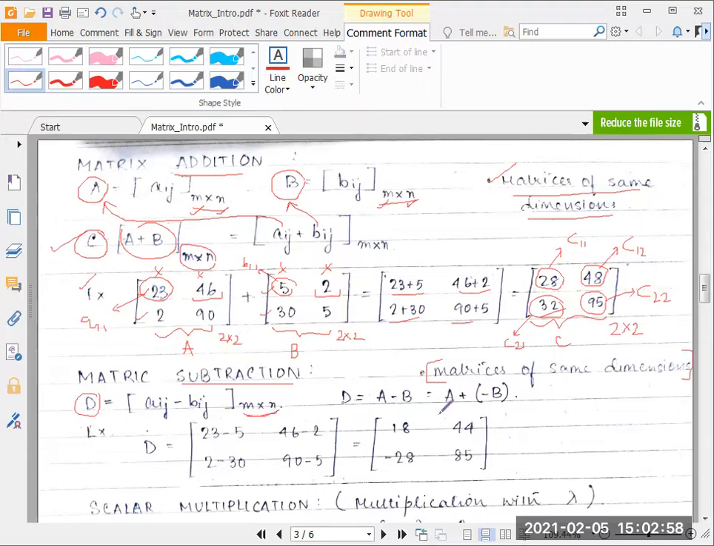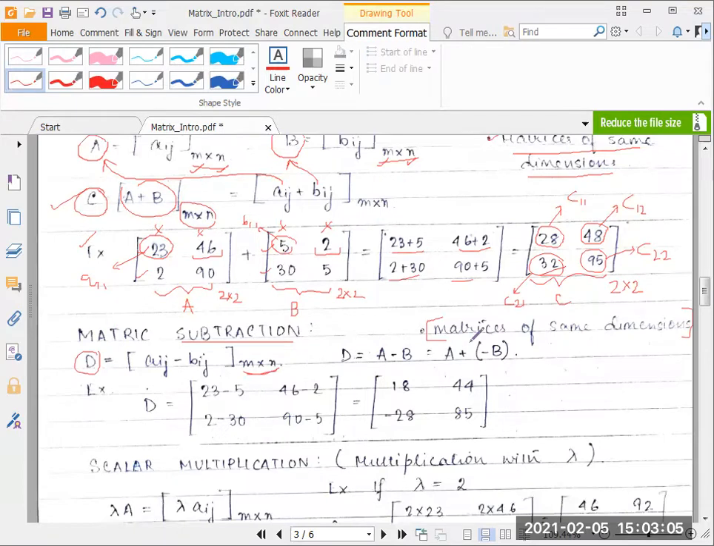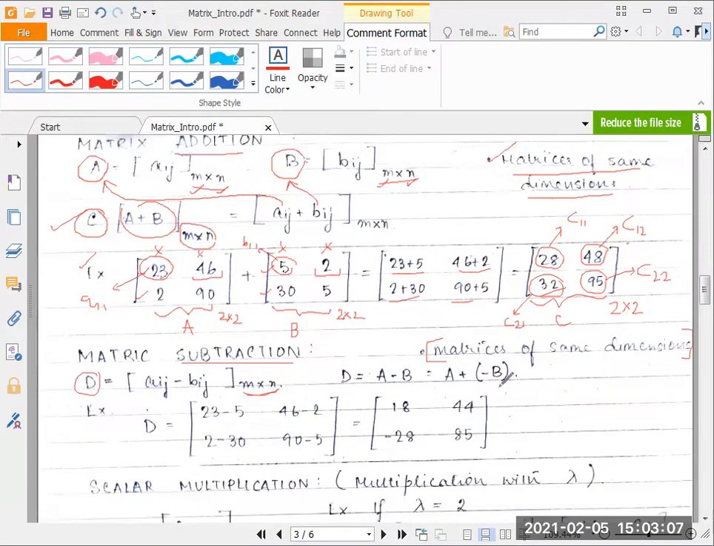Another thing that we need to note is that matrix subtraction can also be defined in terms of matrix addition. So let's suppose I have a matrix A and a matrix B, and I want to subtract B from A. I can either do it by matrix subtraction, that is subtracting the elements of B from A, or I can construct another matrix minus B, that is, I'll be placing a minus sign in front of all the elements of the B matrix, and I'll be adding that.